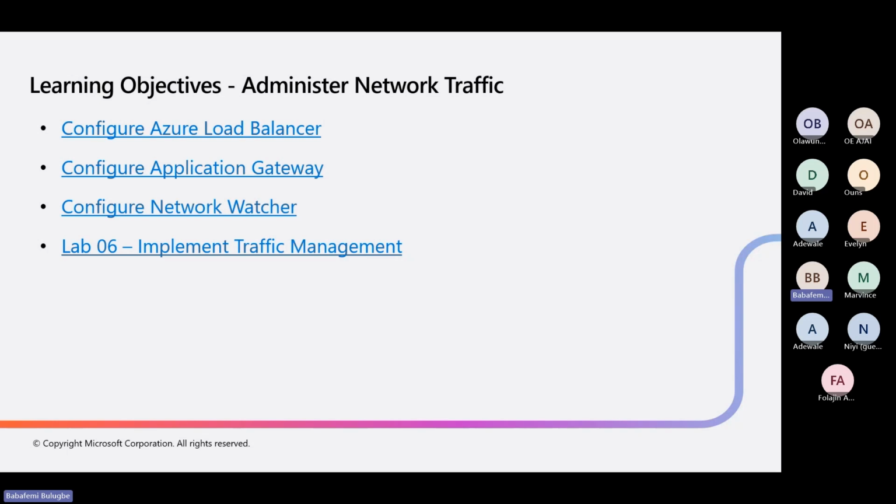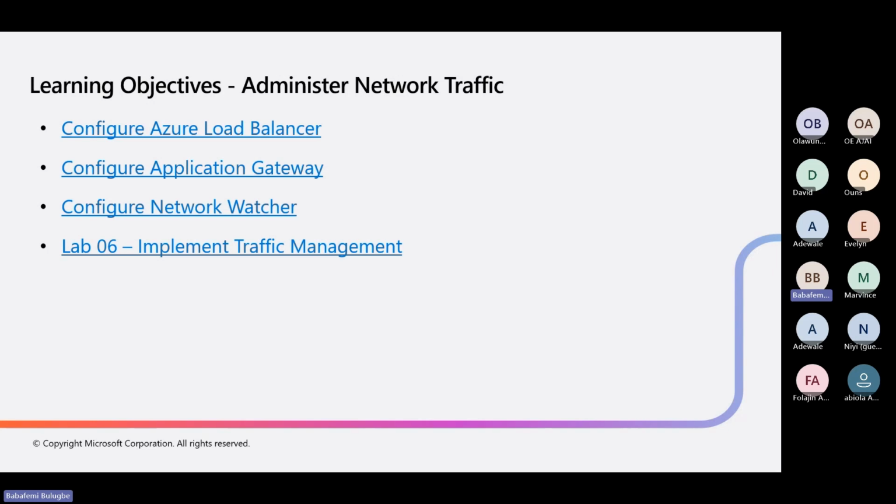So we need what we call a load balancer. So here we're going to talk about a load balancer, which is used to distribute traffic across workloads. Then we'll talk about application gateway. The application gateway is a layer 7 load balancer. The application gateway is also a load balancer. However, the layer at which the application gateway functions is different from where the Azure load balancer functions. So we'll look at the difference between the load balancer itself and the application gateway.